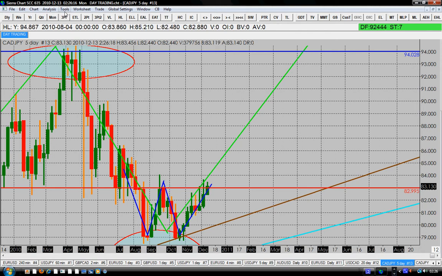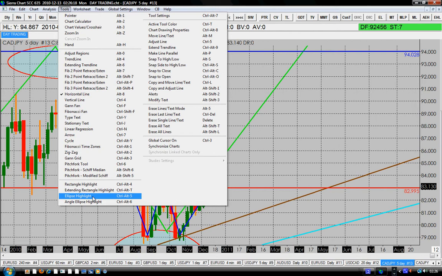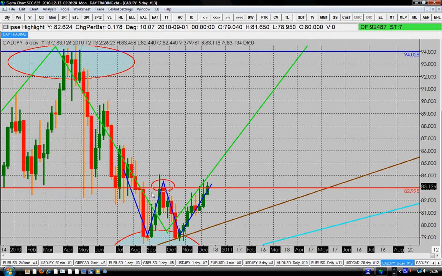I'll highlight it for you because this is what we do anytime we see a double bottom pattern. This point here, we must highlight it and make sure that the price crosses it. Right now the price is above that level of 8299.